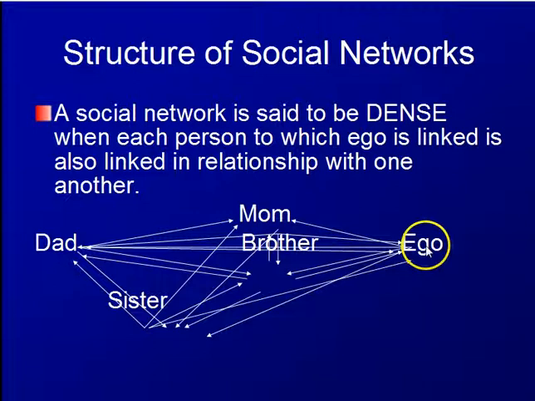So here, ego is linked to mom, ego is linked to brother, ego is linked to sister, ego is linked to dad. But also notice that ego is linked to mom, who is linked to dad, who is linked to brother, who is linked to sister. So each one of ego's connections also has connections with the other people in this network. And that is a network that is said to be dense.